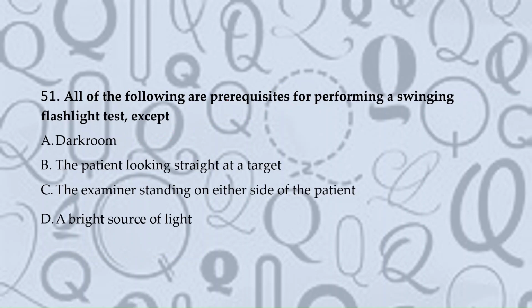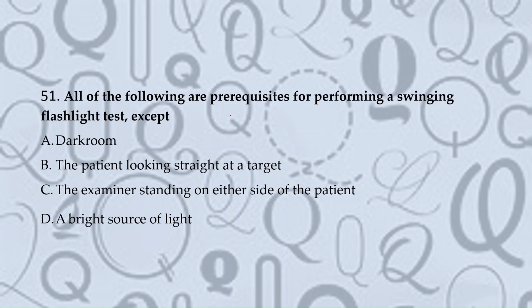All of the following are prerequisites for a swinging flashlight test. Let me tell you a few things about the swinging flashlight test. It's a very useful test in picking up RAPD. It's usually performed in a semi-dark room with the patient facing forward and you standing on either the left or the right side of the patient and not blocking his view. You ask the patient to look straight at a target and shine the light from the same quadrant in both eyes. In the sense, if you're shining the light from the temporal aspect in the right eye, make sure you do the same in the left eye.